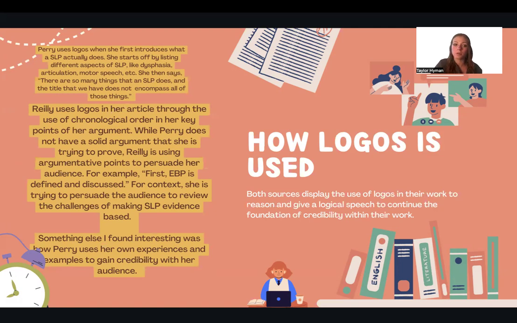Something else I found interesting was how Perry uses her own experiences and her own examples in her work to gain credibility with her audience as well. While what she uses is also biased and a little bit subjective because she is a practicing SLP currently in modern day, I feel like her using her own life experiences in the field gains credibility.